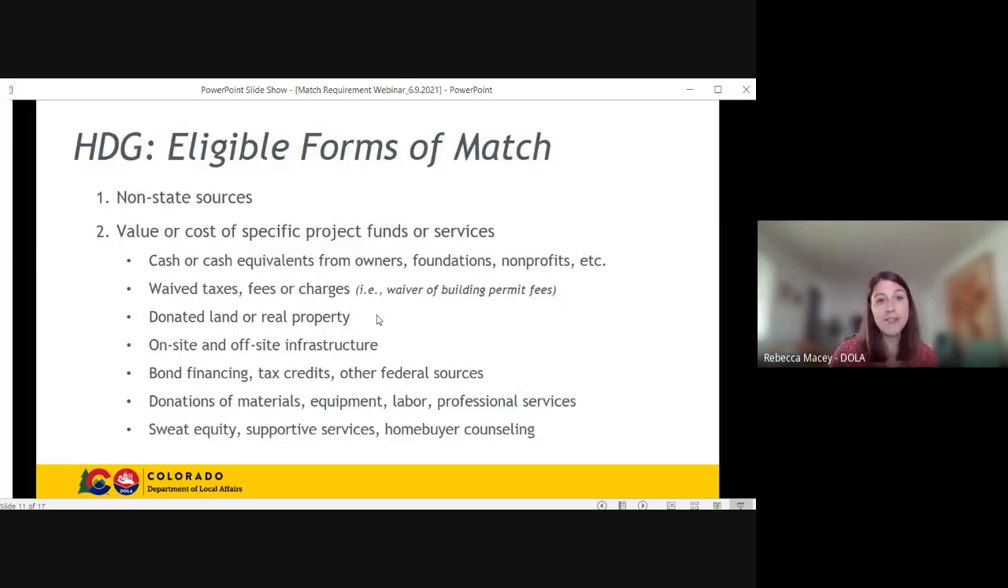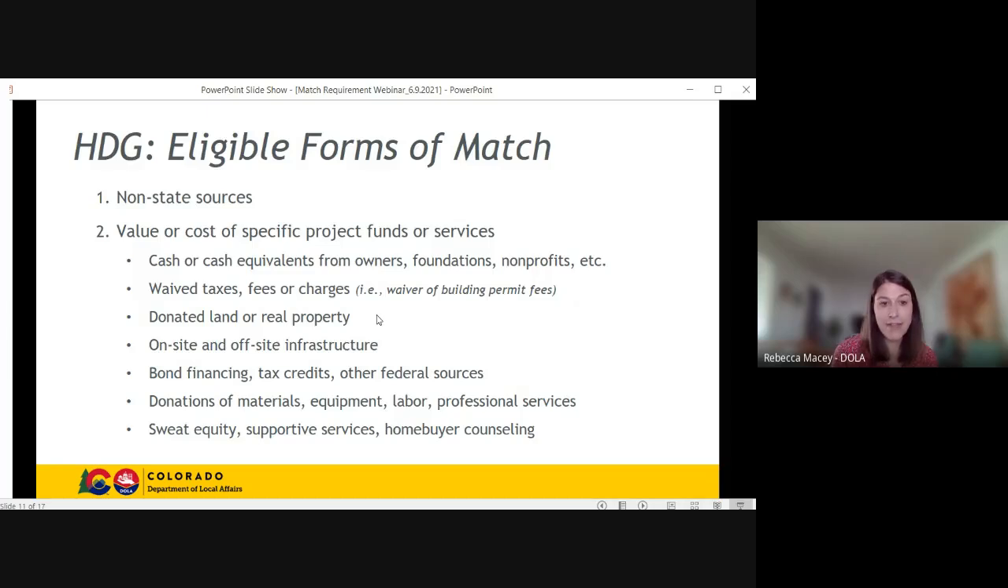Eligible forms of match, again, non-state source. And just like HOME, you can do the value or cost of specific project funds or services. So this can be cash equivalent from owners, foundations, nonprofits, etc.